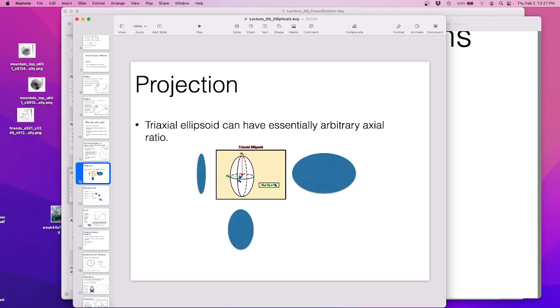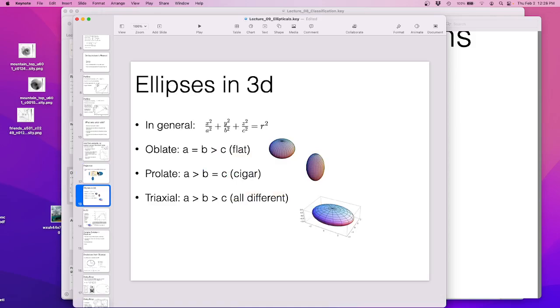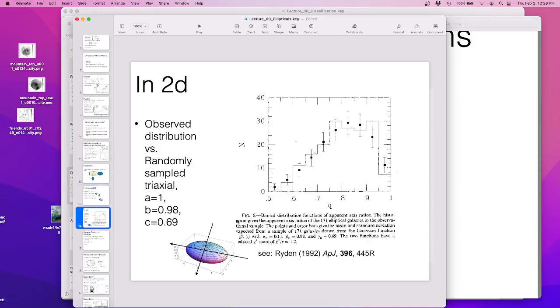Projection matters. So I can take one object, and depending on how I look at it, it looks like a different object. So oblate is pancake, and prolate is football. And triaxial means all three axes are different. So in oblate, the two long axes are the same. In prolate, the two short axes are the same, and the third axis is long. So we have all kinds of different galaxies.